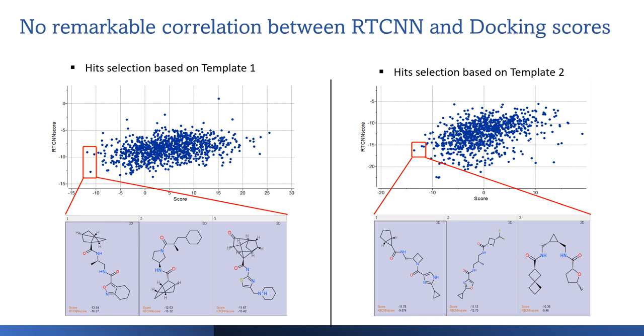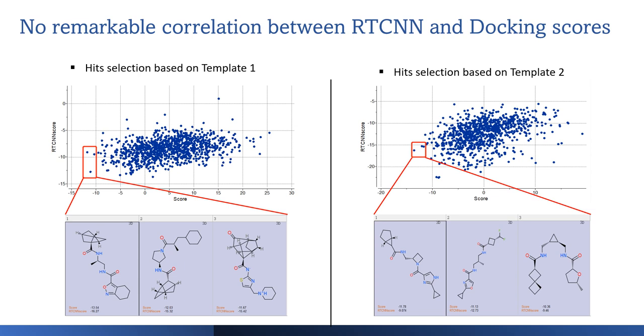For the purpose of hit selection, the correlation between the docking and RI score was determined using a scatter plot. 2 hit lists were generated from the virtual screening. One is based on template 1 and the other is based on template 2. For both hit lists, there was no remarkable correlation found between the docking and RI score. The first 3 hits with the lowest docking and RI score were identified in the scatter plot. Each dot represents a hit.